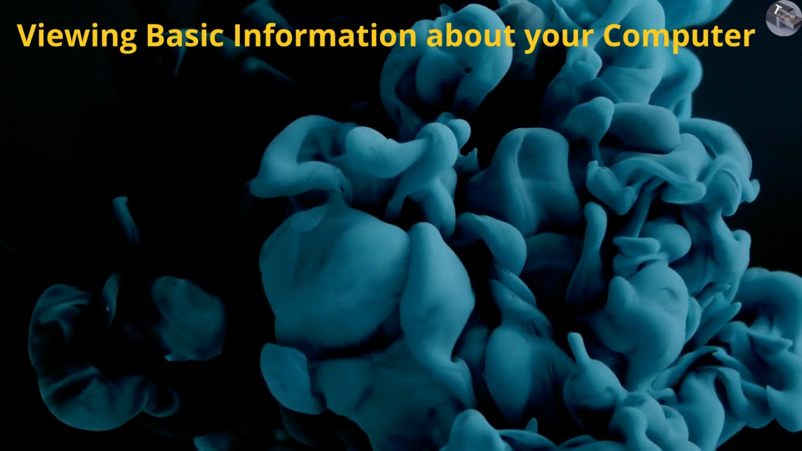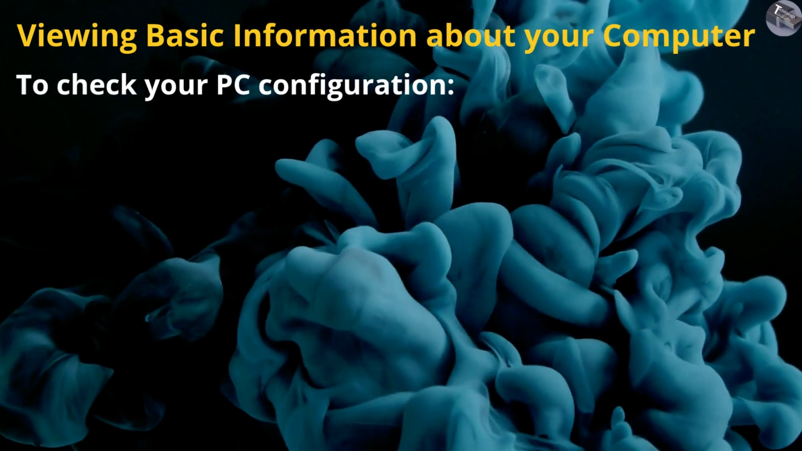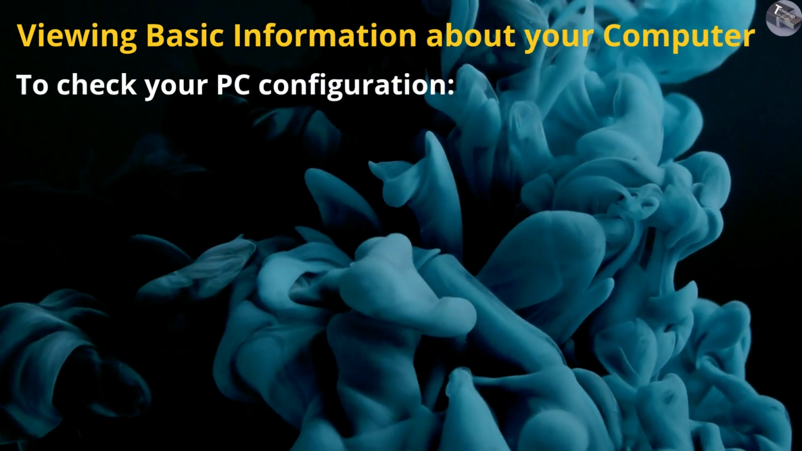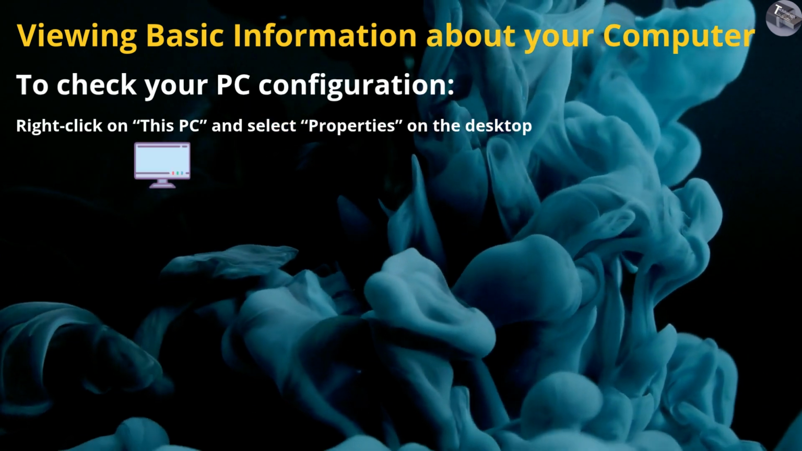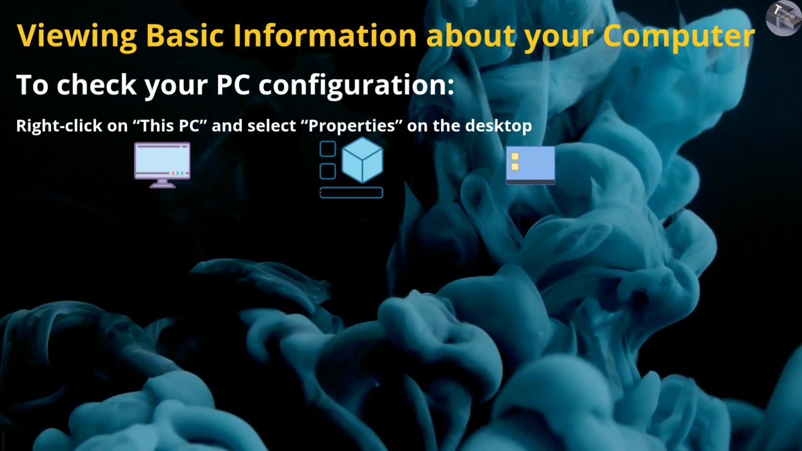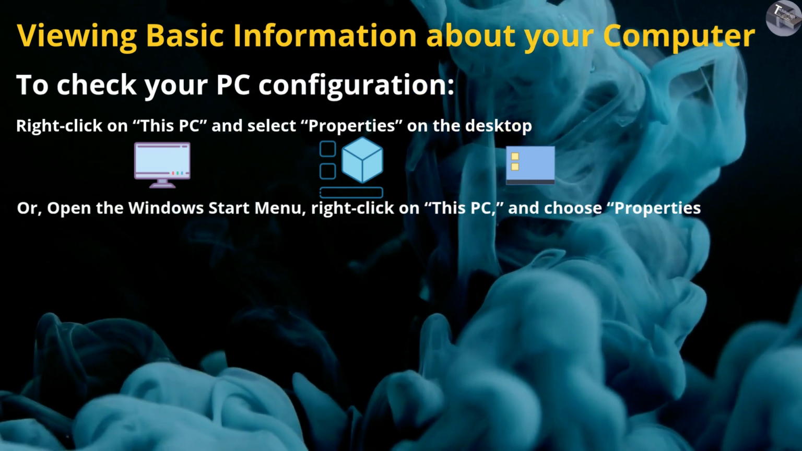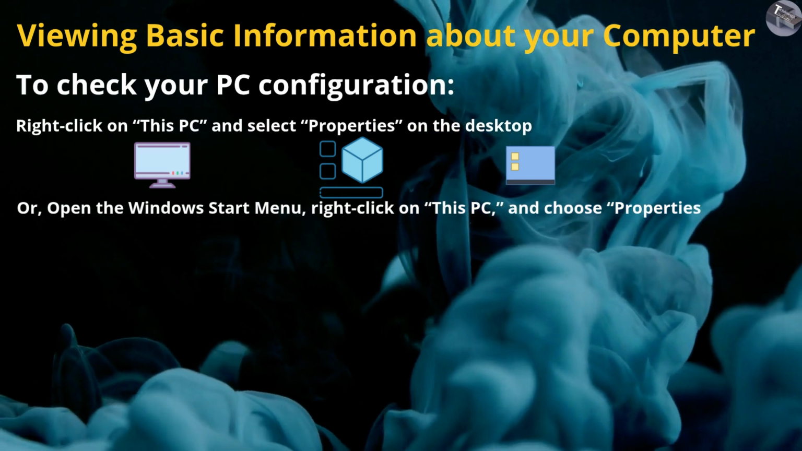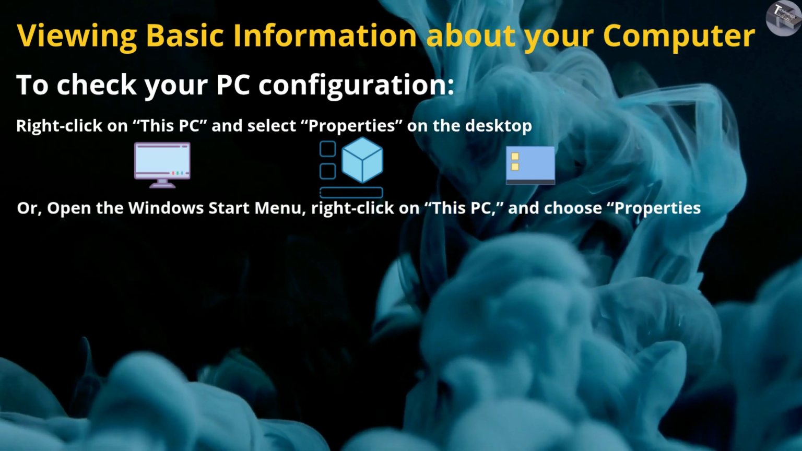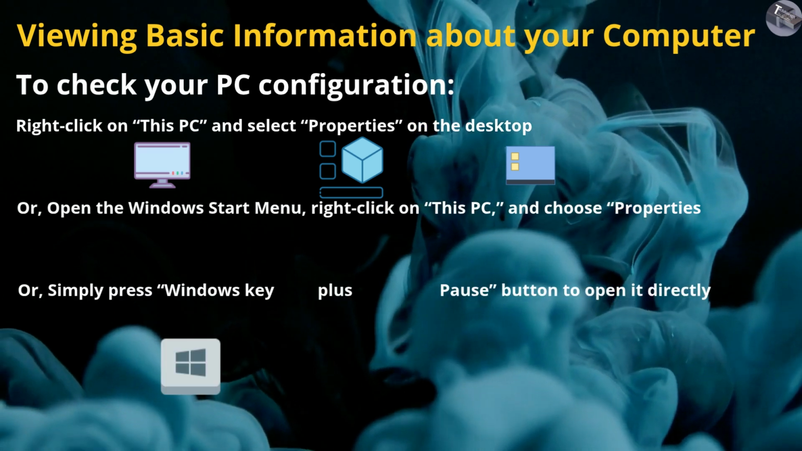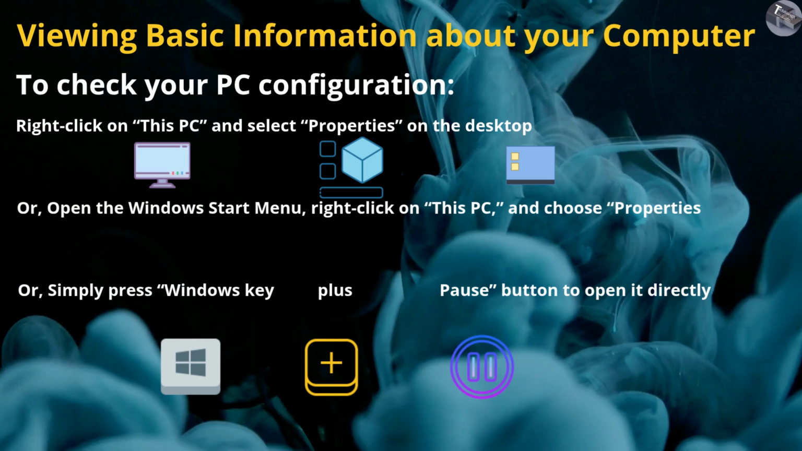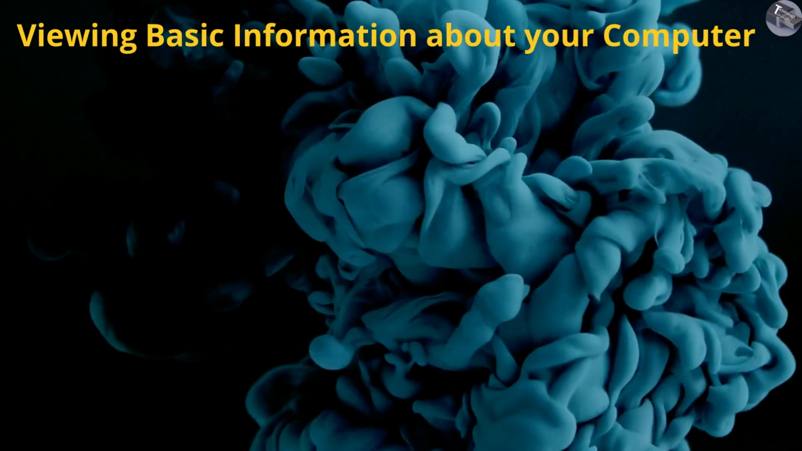Viewing basic information about your computer. To check your PC configuration, right-click on This PC and select Properties on the desktop. Or open the Windows Start menu, right-click on This PC and choose Properties. Or simply press Windows key plus Pause button to open it directly.